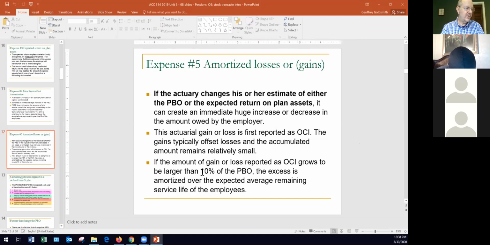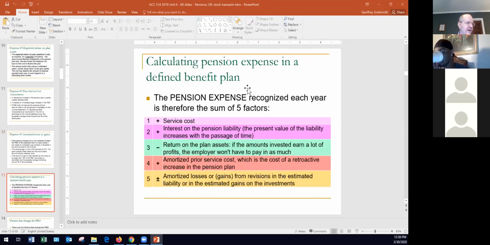FASB has defined too big as larger than 10% of the PBO. So if it ever gets bigger than that, then they amortize it over the expected average remaining service life of the employees. Now, I'm throwing a lot at you, but once we start going through the exercises, it shouldn't be that bad. So the pension expense, here's a table that summarizes the 5 factors that are recognized each year.